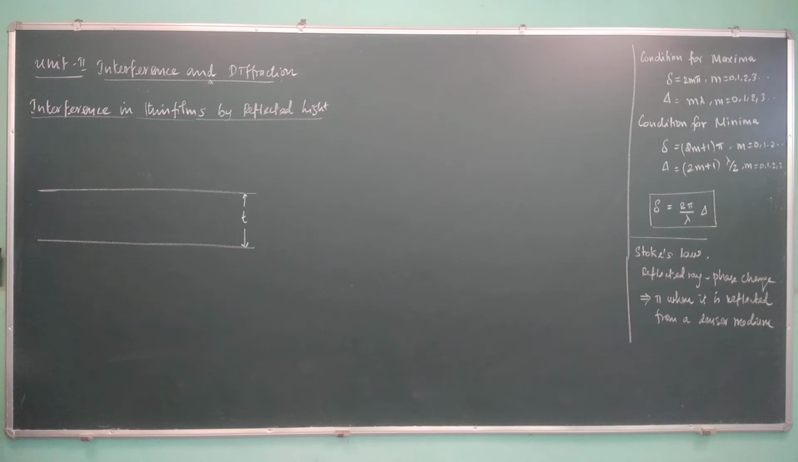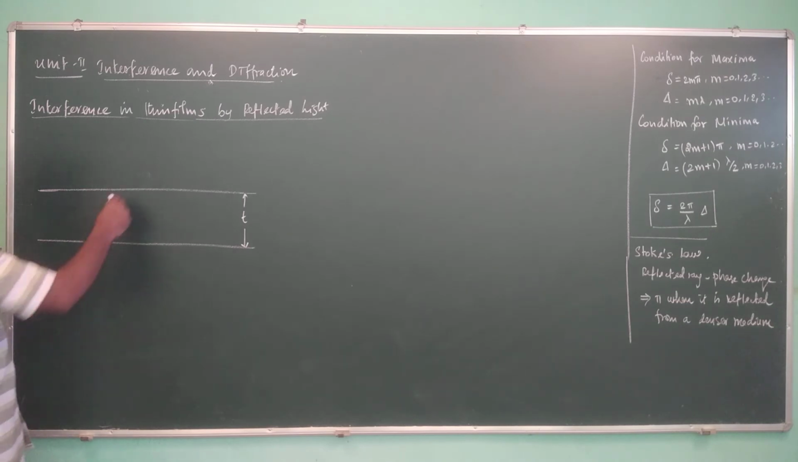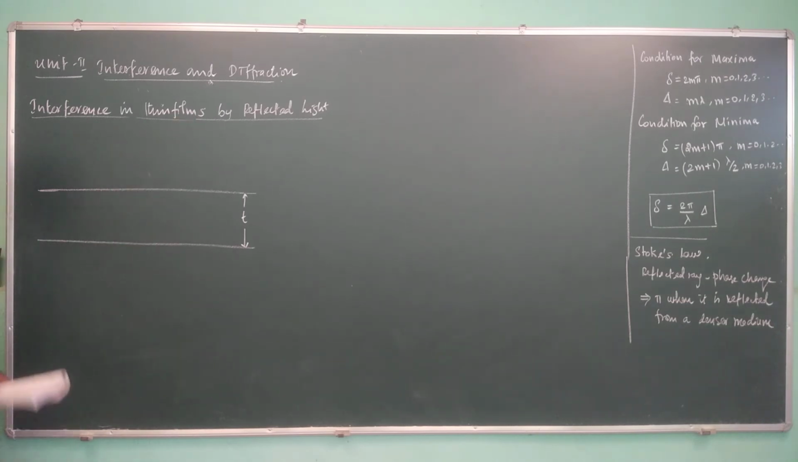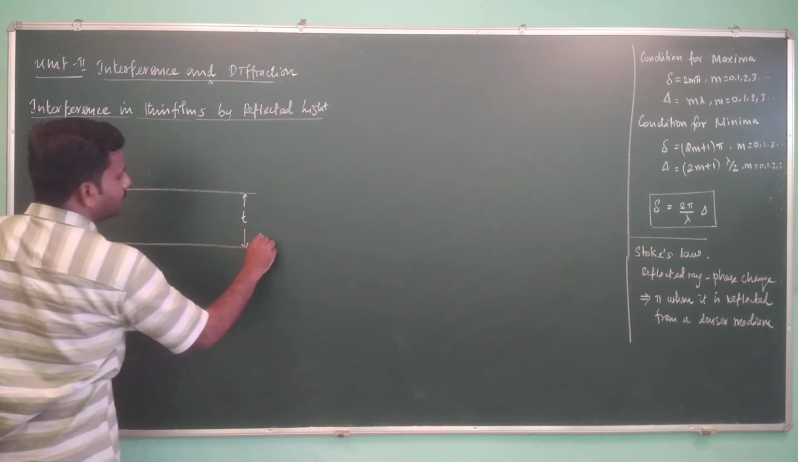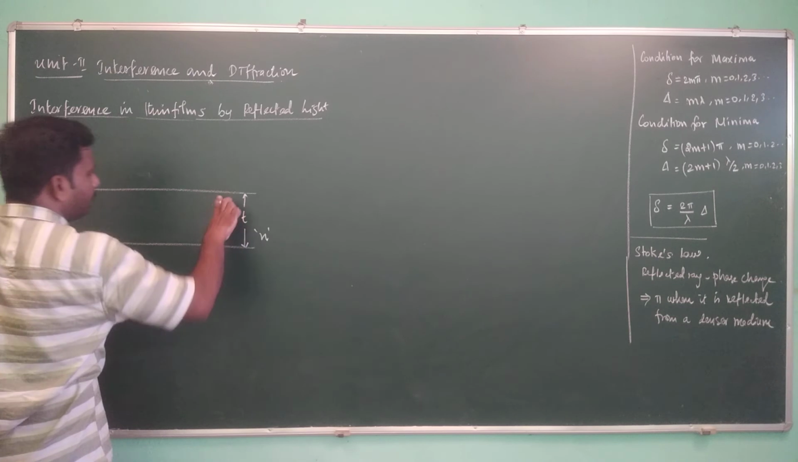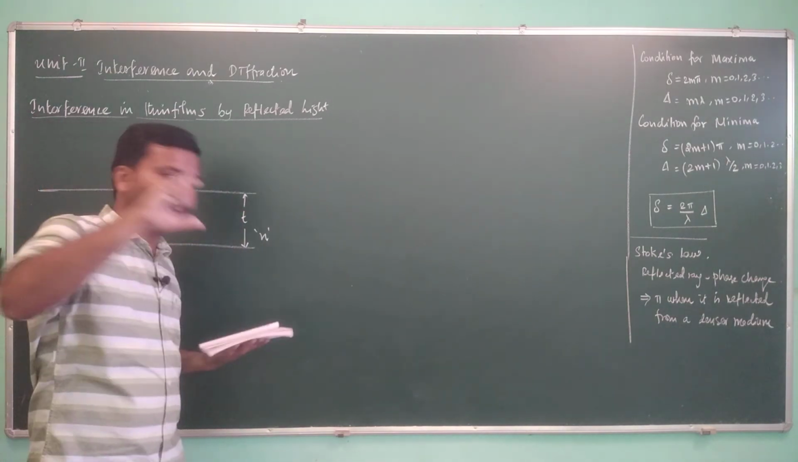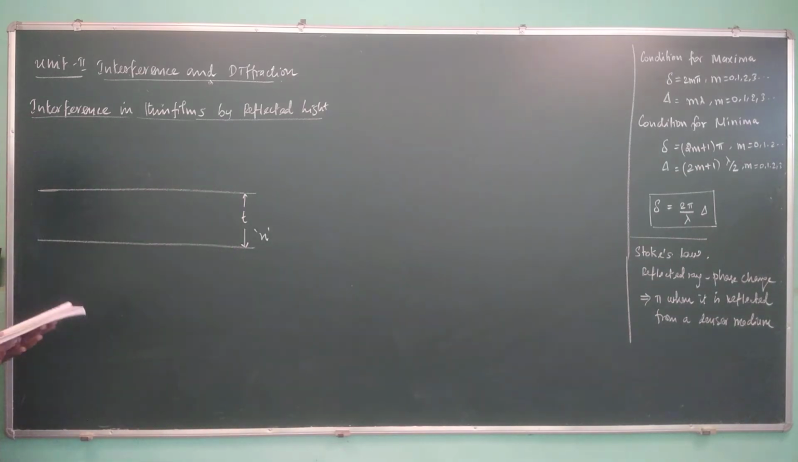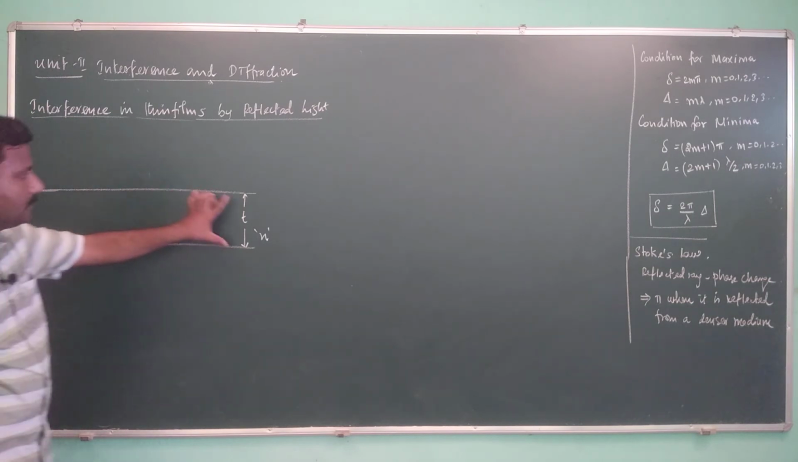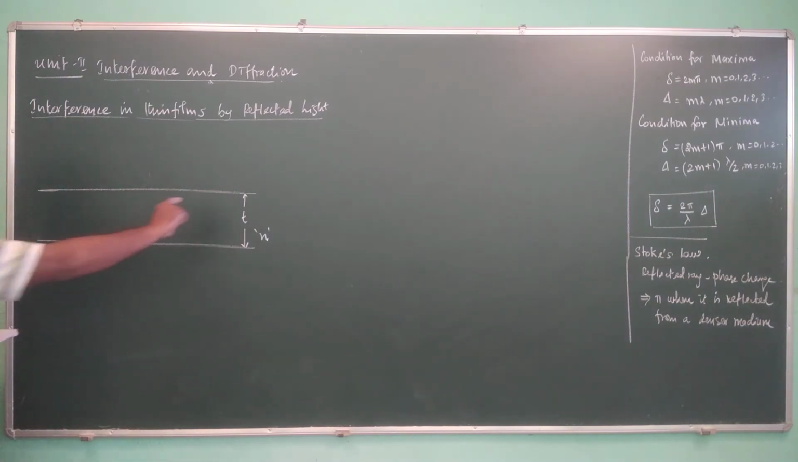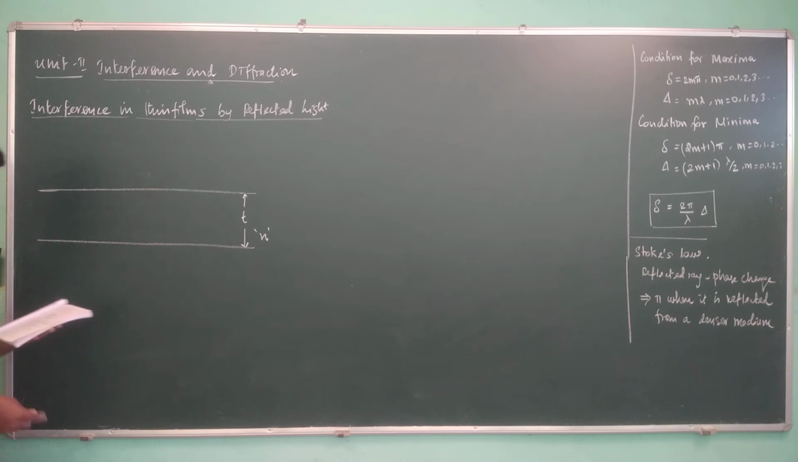It is a transparent film. When you pass light, it passes through the thin film. During this process, some light may be reflected and some may be refracted. So it is a transparent thin film of thickness T, and its refractive index is N. Though we have drawn it appearing thick for diagrammatic purposes, it is a very thin film, of micrometer thickness.